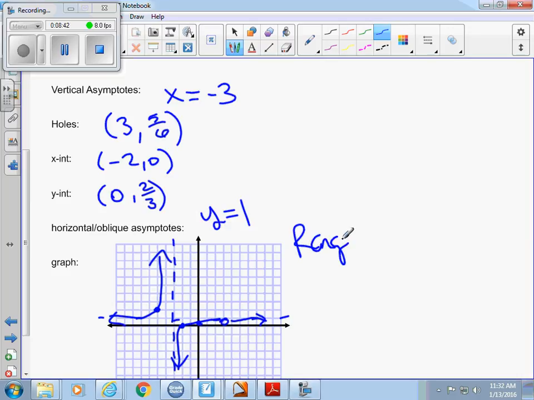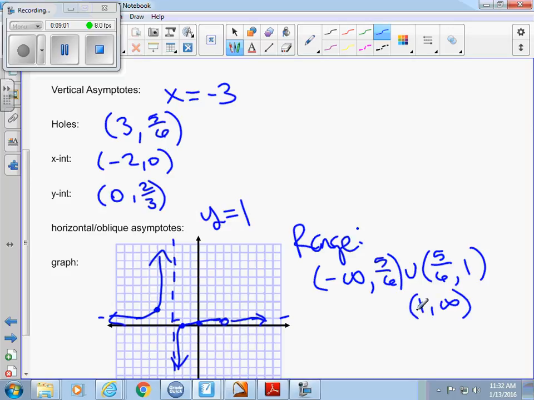Okay, range. Negative infinity up to that hole, that hole to 1, and then 1 to infinity. You're right on the domain. You would have negative infinity to -3, -3 to 3, 3 to infinity.